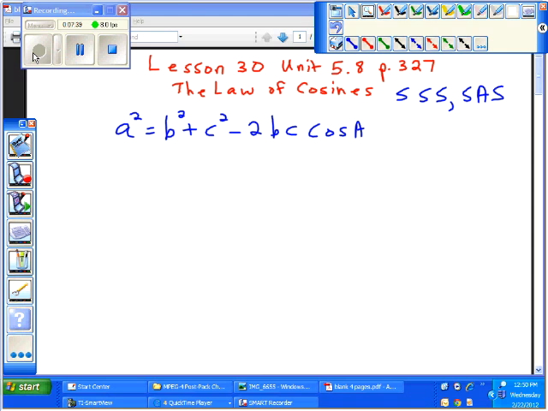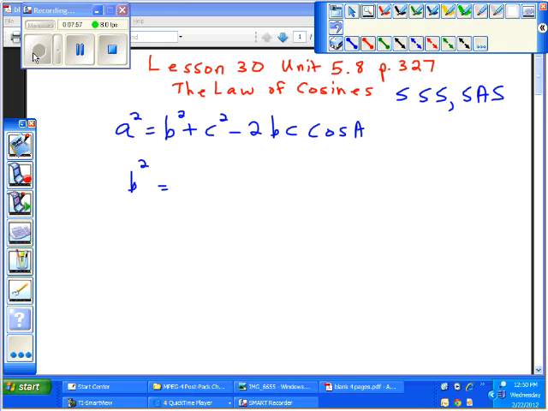Now, let me explain something. This could have been b squared. If it was, then we would make sure that at the end it was cosine b. You understand that? If you start with A, you end with cosine A. If you start with B, you end with cosine B.